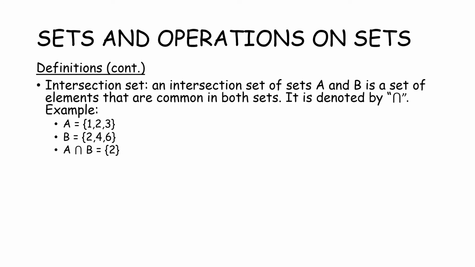An intersection set of sets A and B is a set of elements that are common in both sets, and it is denoted by the intersection symbol. For example, if we have the set A is equal to 1, 2, and 3, and set B is equal to 2, 4, and 6, A intersection B is equal to the number 2, since 2 is the only number that is common in both set A and set B. Here's a graphical depiction of an intersection set. Here we can see that the intersection is the shaded area in blue.